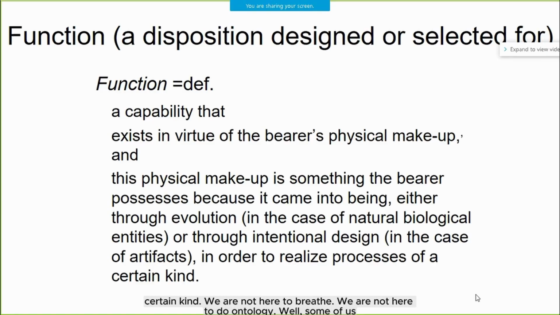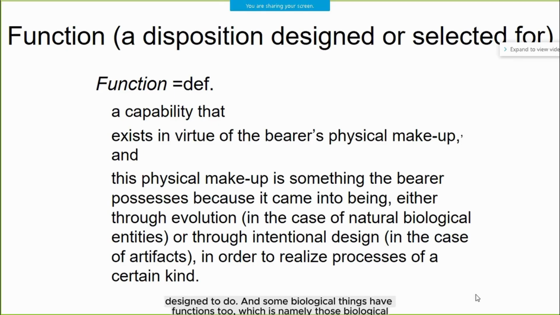We are not here to do ontology. Well, some of us nearly are here to do ontology. We're not here to wear clothes. We're not here to design buildings. It's an accident that we're here. But this laptop is here to execute Turing machine conformant programs or something like that. And this piece of paper is here to serve as a basis for people writing or printing on it. So all artifacts have functions because all artifacts were designed. And that's what the function is for an artifact. It's that which the artifact was designed to do.